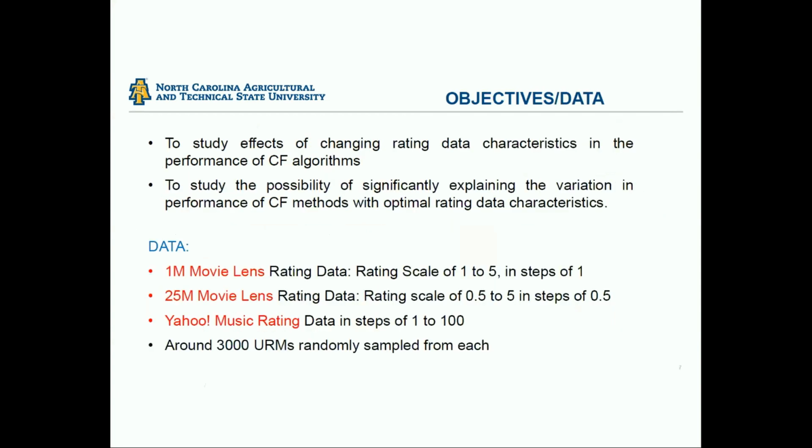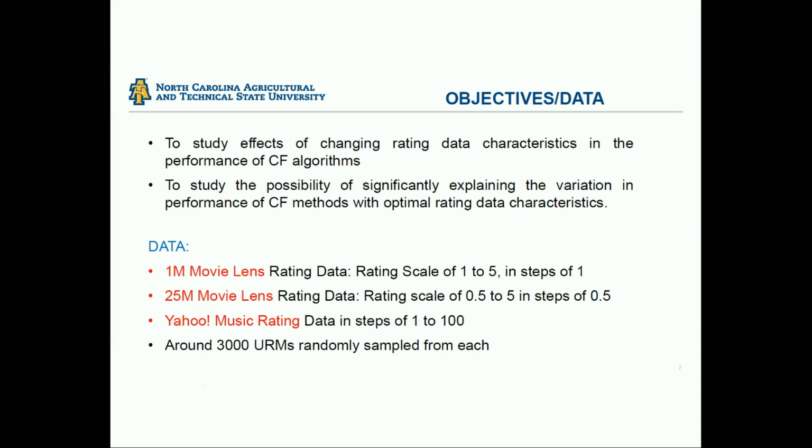So the goal is, there have been studies to see when there is a change in the rating data characteristics. How can we explain the variation in the performance of a recommendation system, mainly collaborative filtering algorithms, based on the change in the rating data characteristics? The studies have been performed, but usually with six or more variables, around 10. Based on those 10 variables, we are able to explain the variation in the performance of the methods.